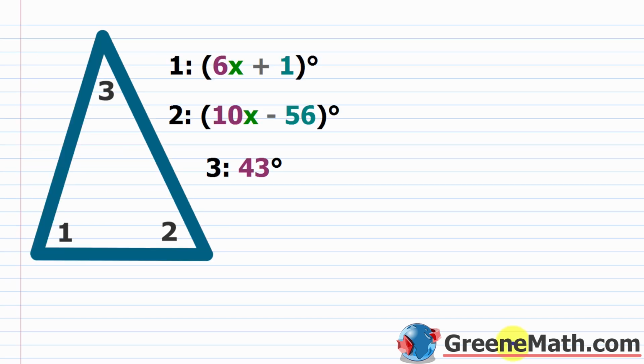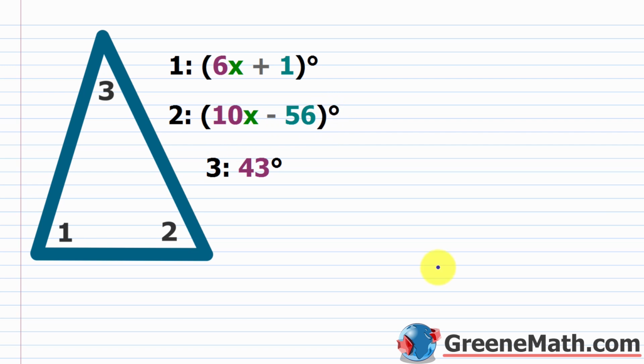All right, so let's look at some examples now that involve triangles. So what you need to know here is that the sum of the measures of the angles for any triangle is going to be 180 degrees. So with this example here, we're given angles 1, 2, and 3. The measure of angle 1 is 6x plus 1 degrees. The measure of angle 2 is 10x minus 56 degrees. And the measure of angle 3 is given, it's 43 degrees.